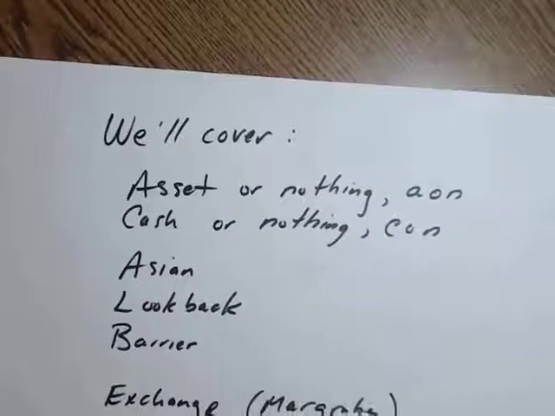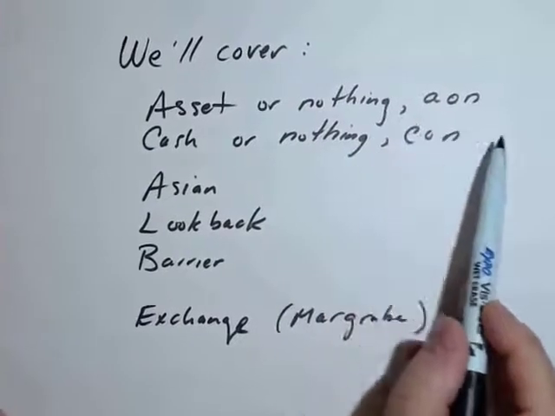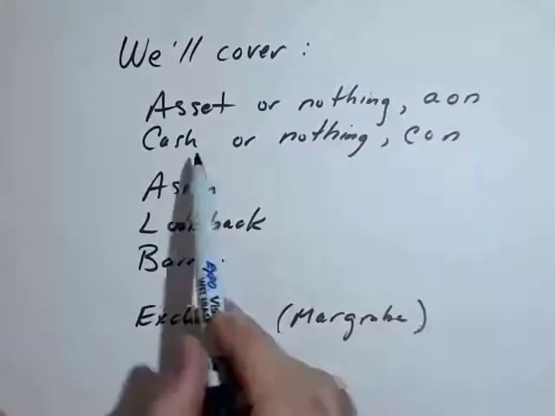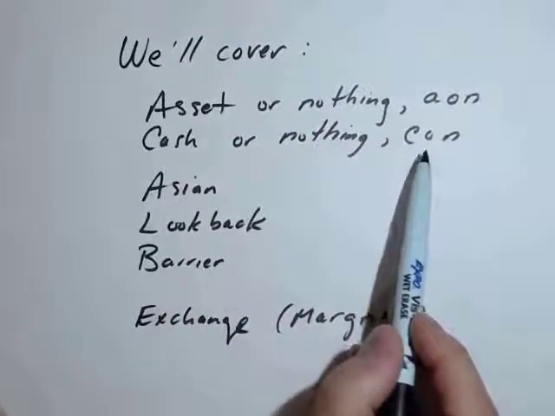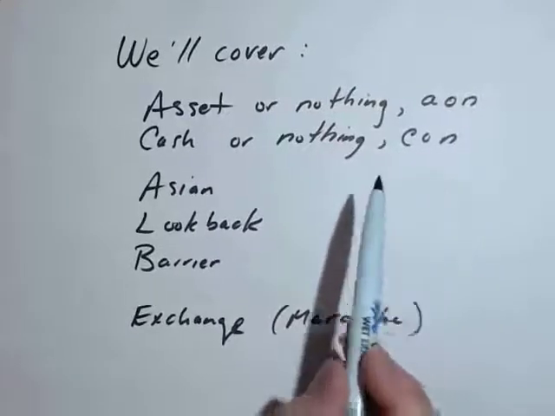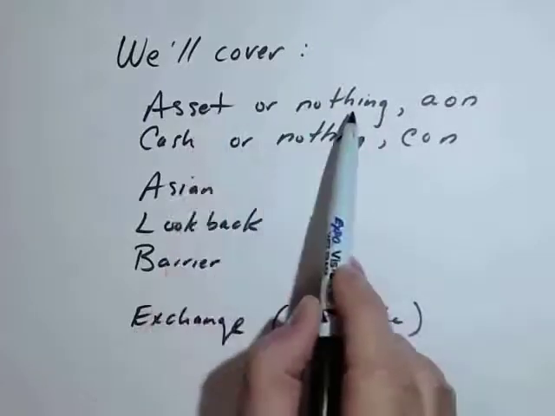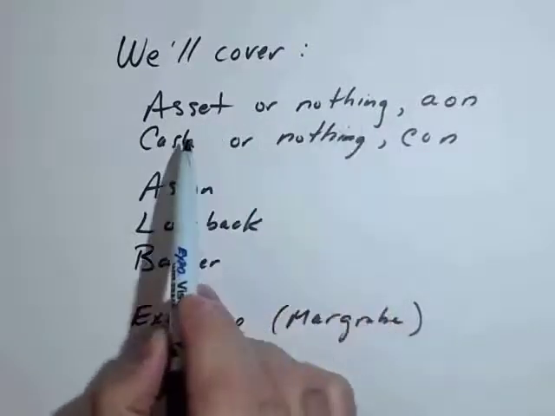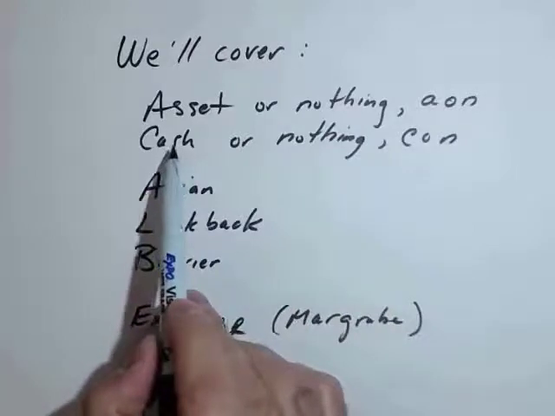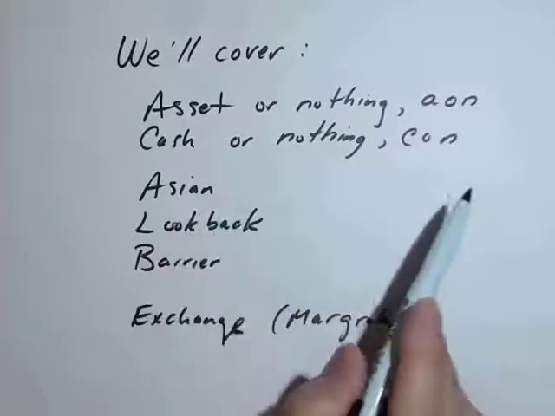Okay, here's what we're going to cover. We will cover asset or nothing options, abbreviated AON, and cash or nothing options. These are digital options, or sometimes called binary options. It's either one or the other. Either you get the asset or you get nothing, zero dollars, or you get a certain amount of cash or you get nothing. Again, binary or digital options.